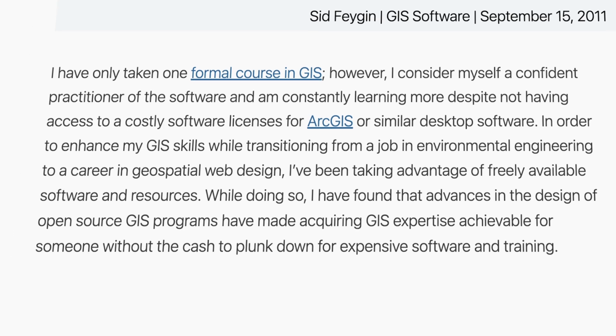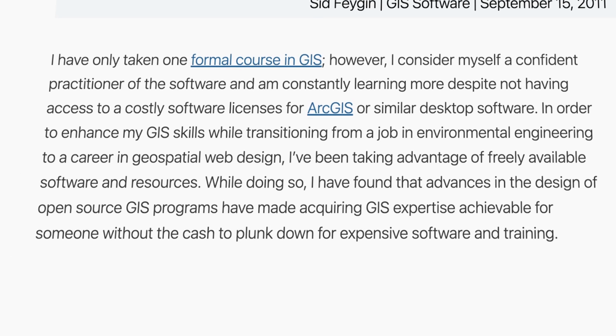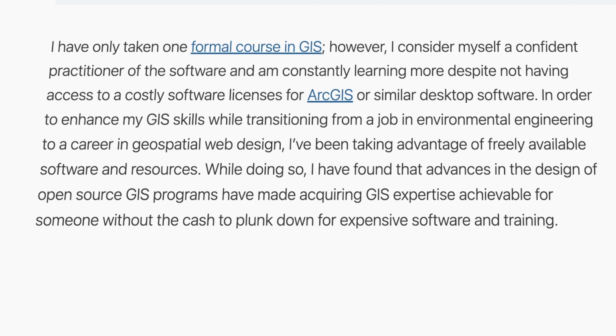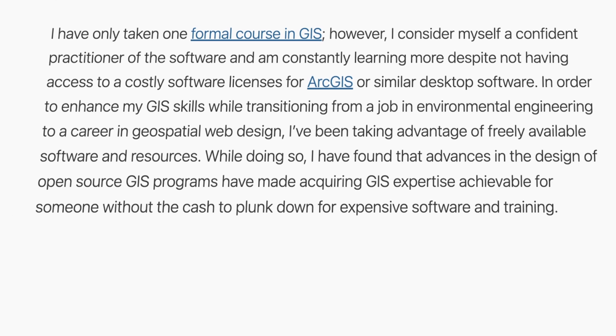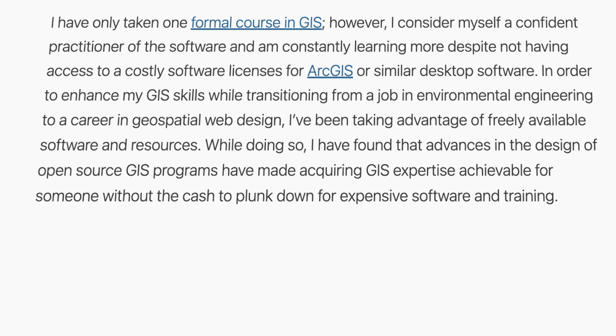And while doing so, I found that advances in the design of open source GIS programs have made acquiring GIS expertise achievable for someone without the cash to plunk down for expensive software and training. And basically, when you take a read of this, you'll clearly start to see that it is one of two paths. There's a clear divide in how we practice GIS. And there's other points to prove this too.